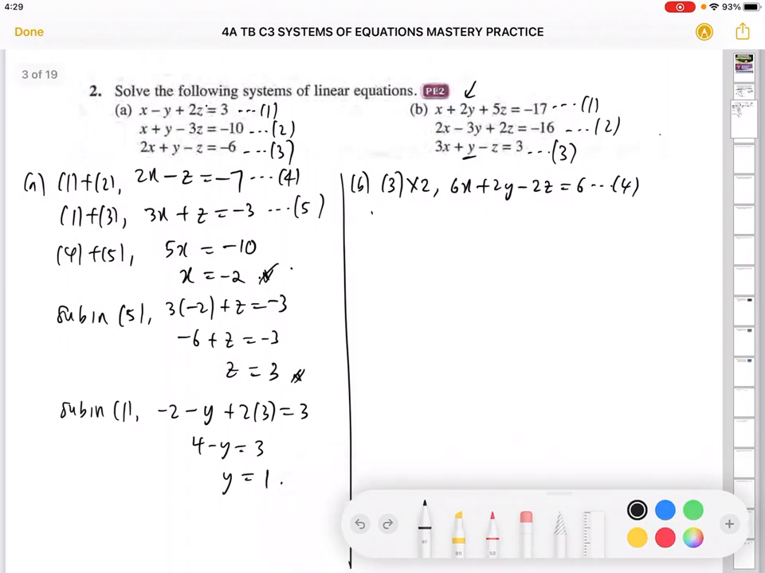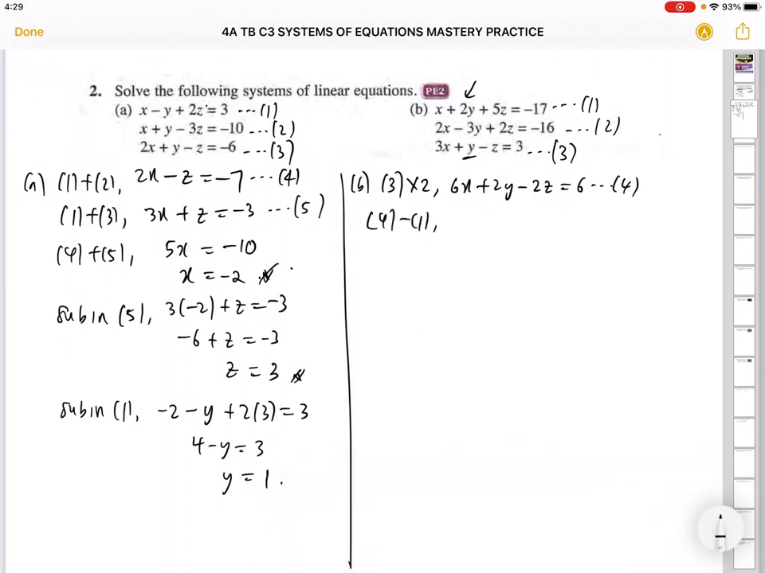So let's take equation 4 here minus equation 1. 6x minus 1x is 5x. 2y minus 2y is 0.